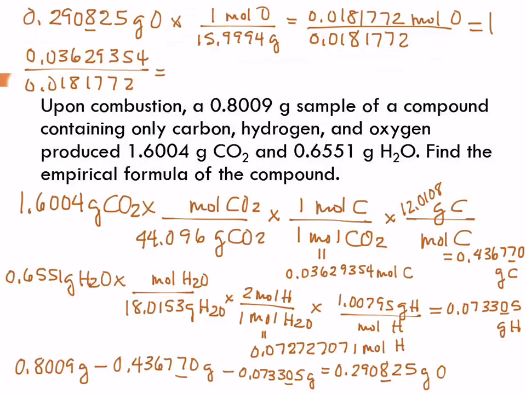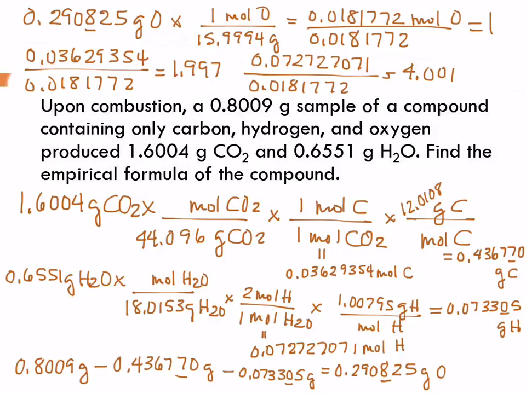1.997. Is that going to be rounded? We can round that one. So that one's good. Let's check the other one. 0.072727. That's an awful lot of 2s and 7s. And that comes out to 4.001. We can round that as well. So we don't need to multiply anything.